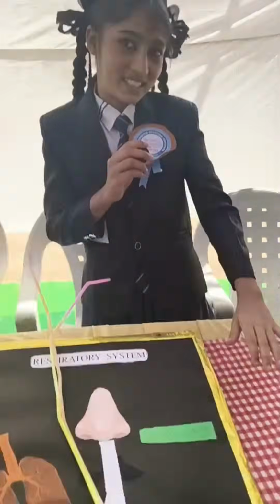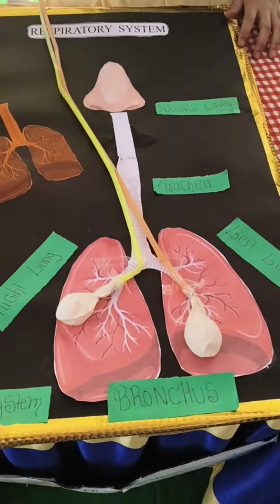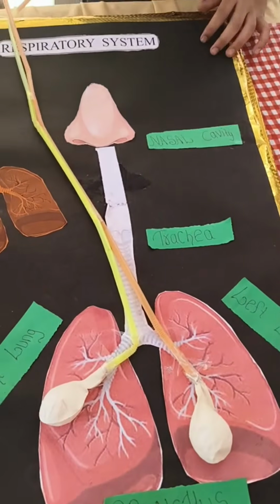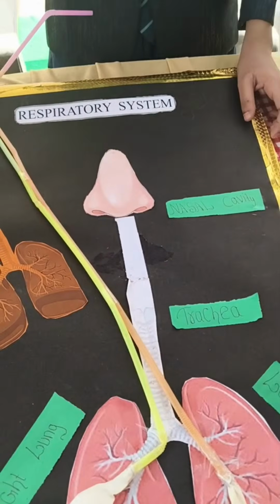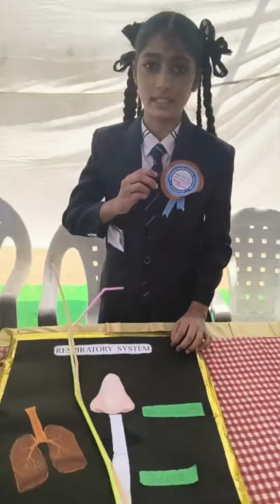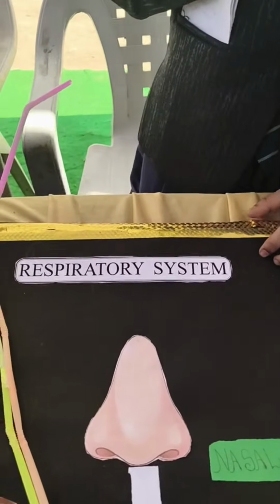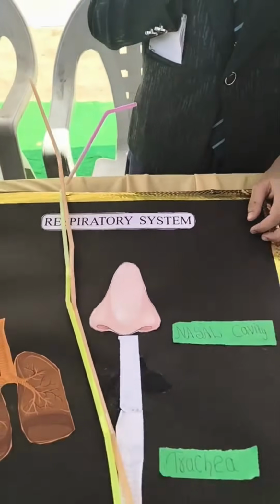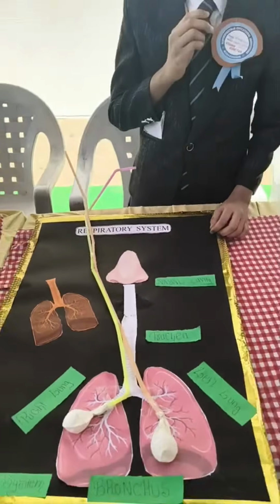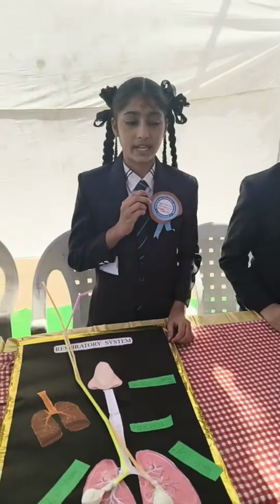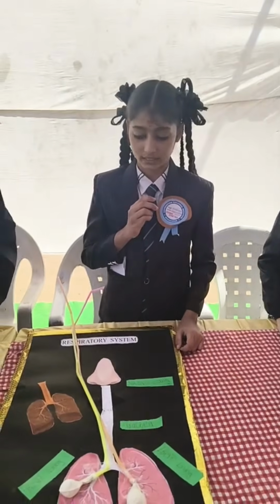Good morning, sir. Welcome to our Santiniketan School Science Fair, Vignan Kshetra. Today I am going to explain about respiratory system. Respiration in human beings is called breathing. Our mouth and nose are the gateways to our respiratory system. When a person breathes through our nose, the air passes through our mouth and it goes to the trachea. The trachea is a passageway leading to our lungs.